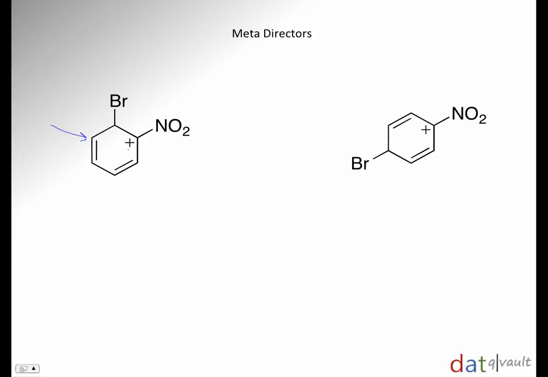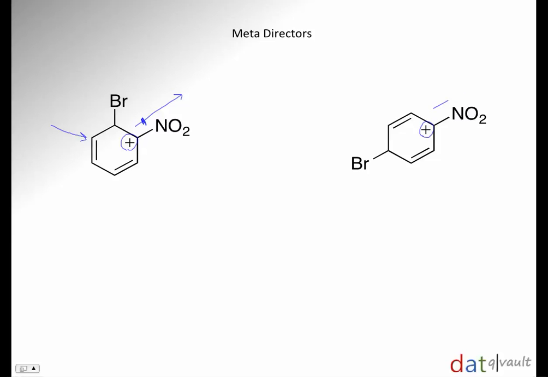So the intermediate, just like I showed you previously for the ortho-para directors, if you were substituting the ortho position, the cation would be at this position of the molecule. And because this nitro group is so electron withdrawing and has such a strong dipole, it is going to pull electron density away from an already unstable carbocation. So it makes this molecule even less stable.